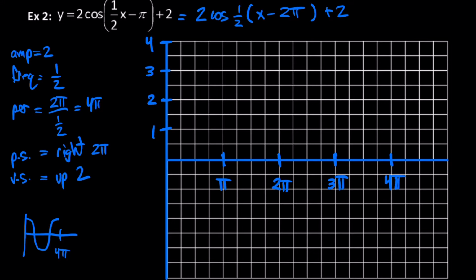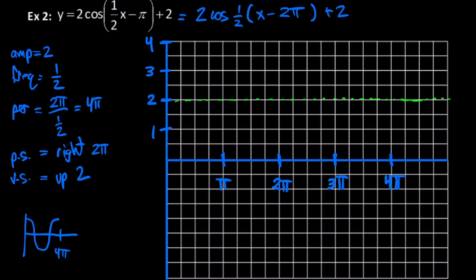So what do I do now? I need to transfer these points to this grid, but I'm adjusting my midline. So I would probably do that first. My midline is going to be up 2. So here's my midline. Let's put that in. That's one of the more common mistakes that I make and that I see: forgetting to do our vertical shift.